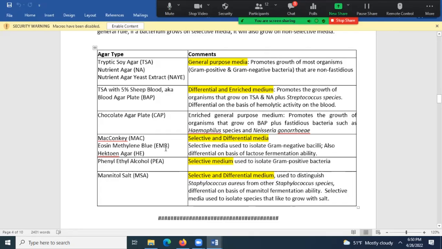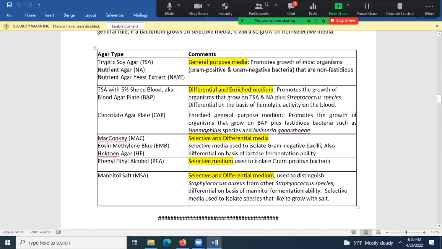There's McConkey's, MAC, eosin methylene blue, EMB, or Hektoen agar, HE, and all 3 of these are selective and differential media. There's PEA, or phenyl ethyl alcohol. This is a selective media. You can use PEA to isolate gram-positive bacteria because PEA selects against gram-negatives.